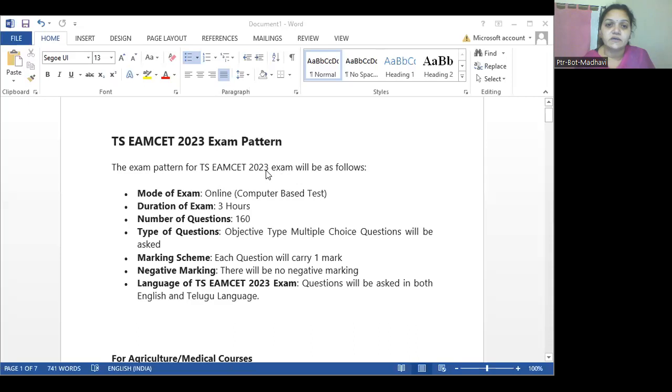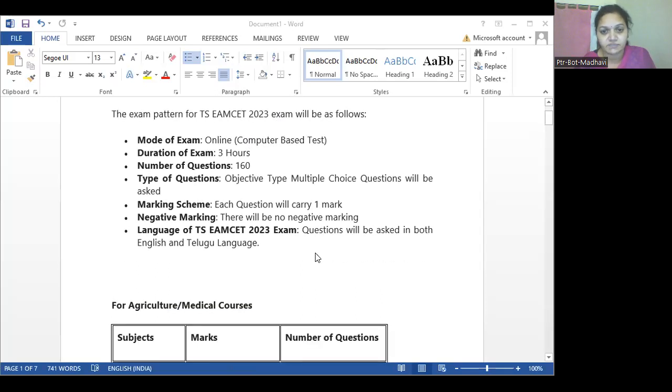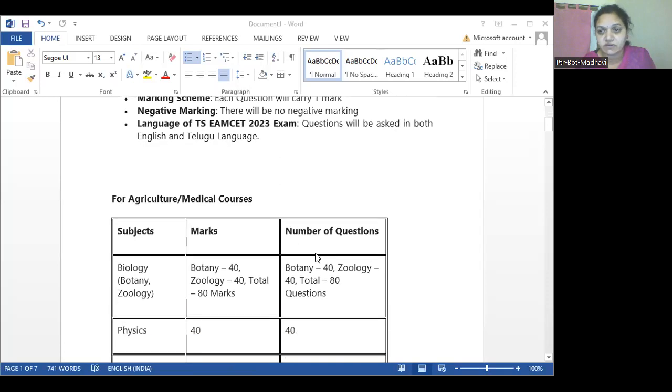See here. In this, we will see the EAMCET pattern. First of all, the EAMCET exam is a 3 hours exam, with a total of 160 questions and the same marks. That means each question carries one mark, and for each subject we have 40 questions. No negative marking will be given for the EAMCET exam. That is there only for the nationwide exams.